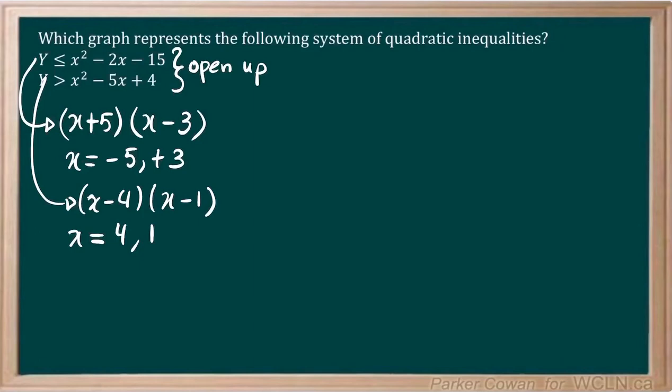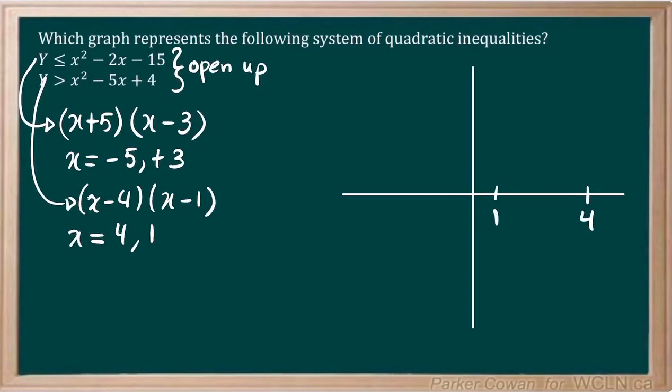We actually don't even really need to do that. We could quite simply just look at the multiple choice options here and pick the one that fits this particular scenario, both opening upwards and with these particular intercepts, but I'll draw it out just so we get an idea of what the general shape of the graph is supposed to look like. So we're going to have intercepts at 1, 4, and then we have -5, and then 3.